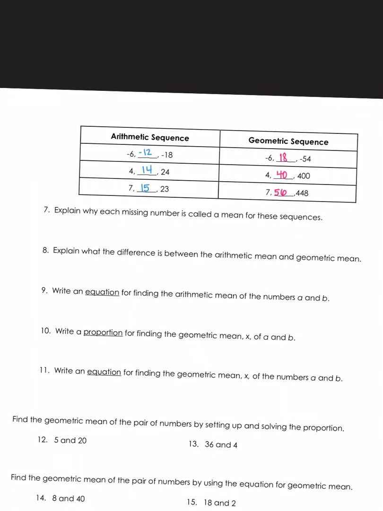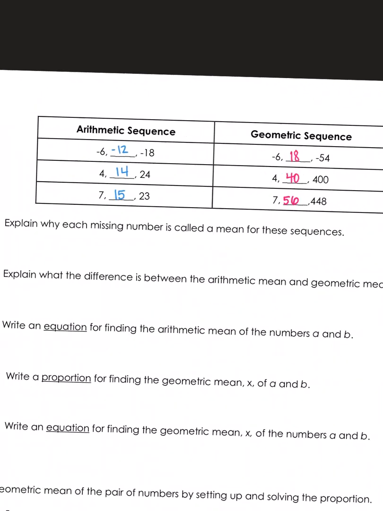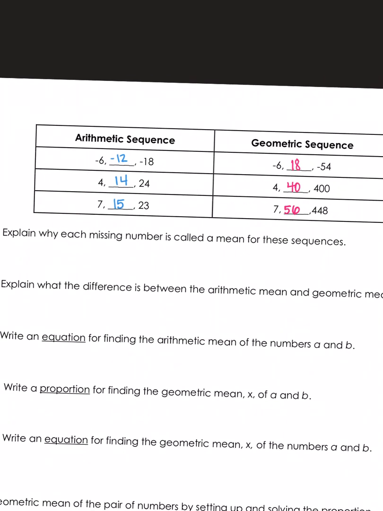Okay, so hopefully you had a minute to work through those, and maybe you have similar answers as I do. For the arithmetic sequence on this first one, we've got negative 6, and then negative 12 was missing, and negative 18. So the common difference there was to add negative 6. Okay, so add negative 6 each time.